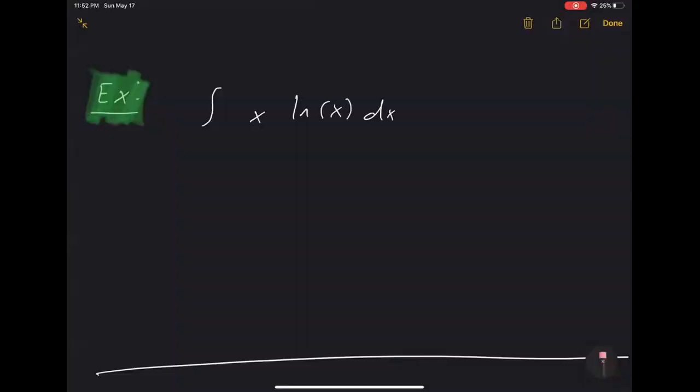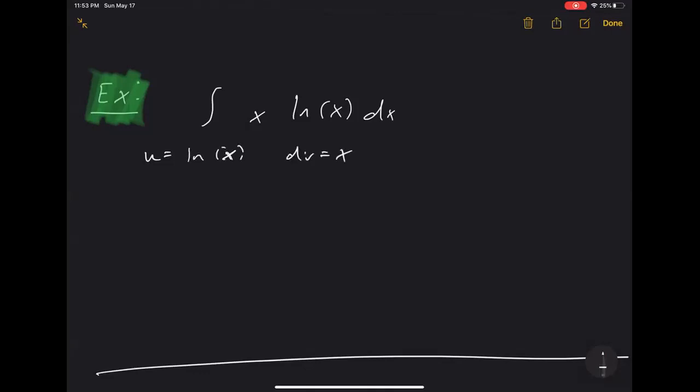So let's try it with this integral, the indefinite integral of x times ln of x dx. We'll set aside what should be the u and what should be the dv for now. I'll tell you off the bat, let's use u as ln of x, and we'll say our dv is equal to x.